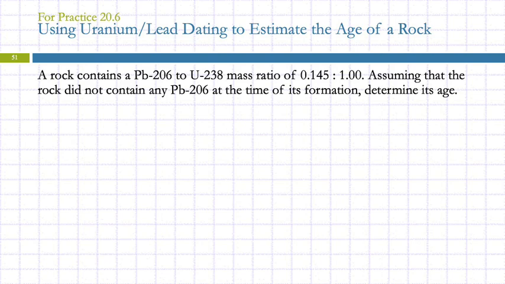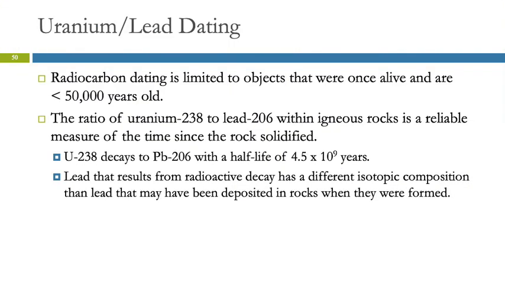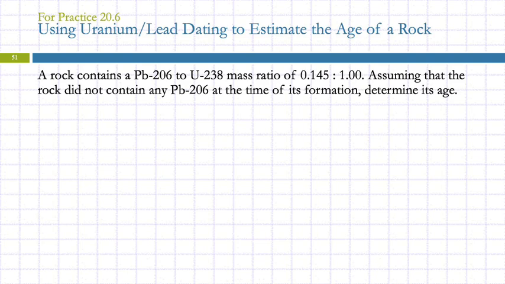A rock contains a Pb-206 to uranium-238 mass ratio of 0.145 to 1, assuming that the rock did not contain any lead-206 at the time of its formation. Determine its age. So we need this half-life, 4.5 times 10 to the 9th. Was it 5? 4.5? See, I look at it and I forget it immediately.